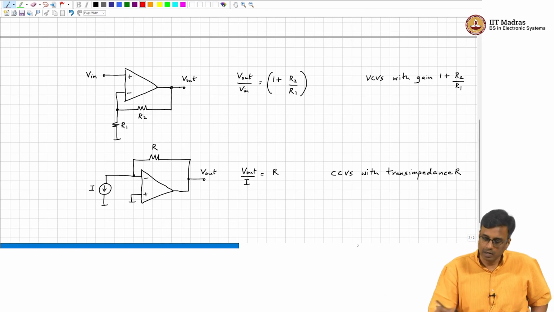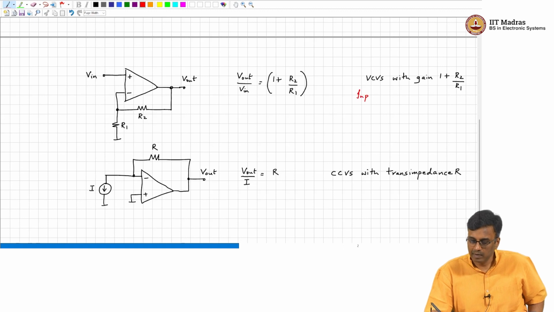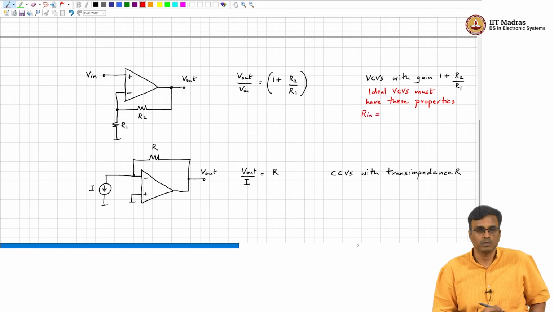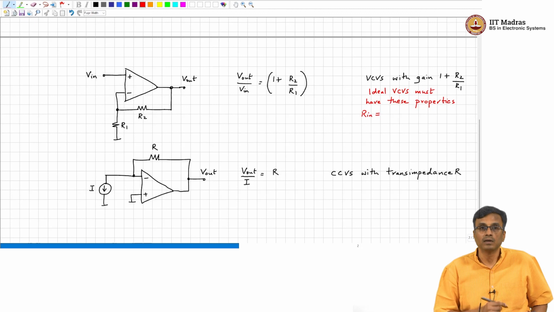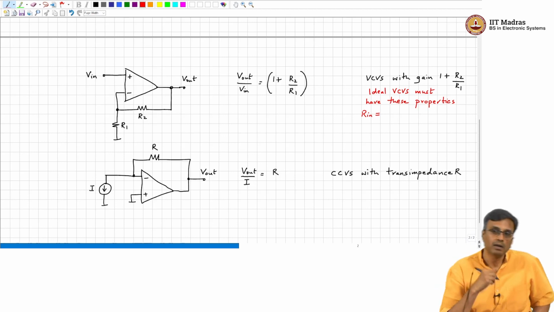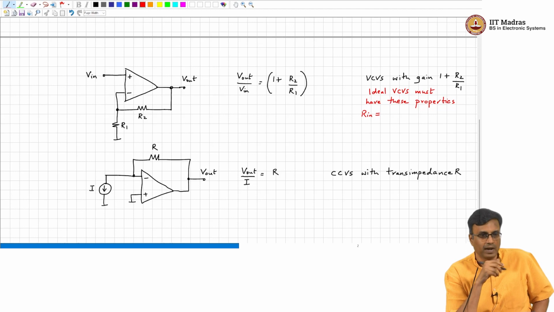Let us recall. What comment can we make about the input impedance? So, an ideal VCVS must have these properties. The input impedance of an ideal voltage controlled voltage source must be, is it 0 or is it infinite? Input impedance infinite. Why?